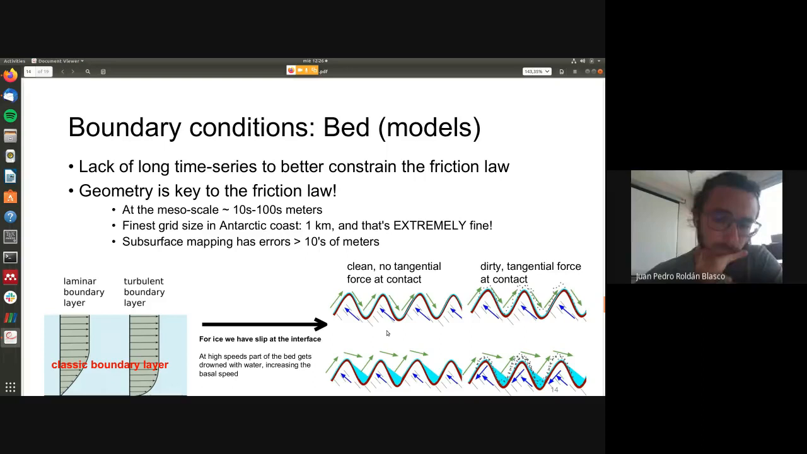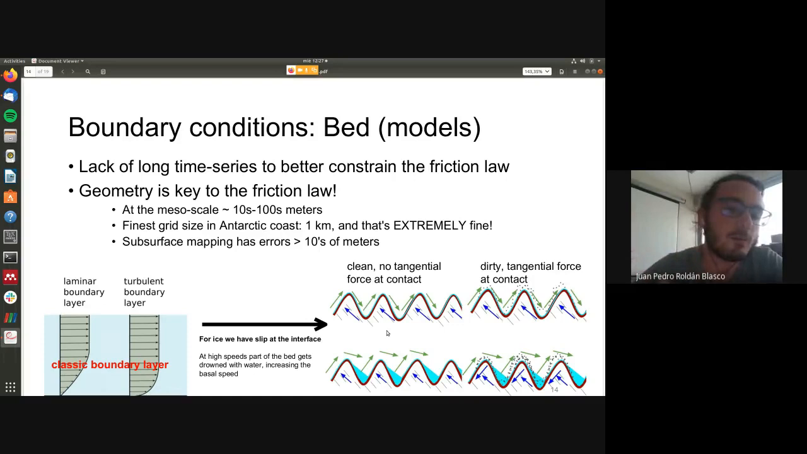On top of that, of course, we don't have long time series. That's something that we will see constantly in glacier dynamics, which is that glaciers are very, very slow. They have inherent long time scales, which means that in order to better constrain them, we would need long time series of data. We don't have that. So even the historical data that we have is not the best to constrain and to check one relationship between velocity and drag, to check if that's the one that is working.